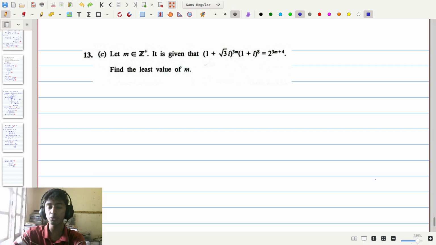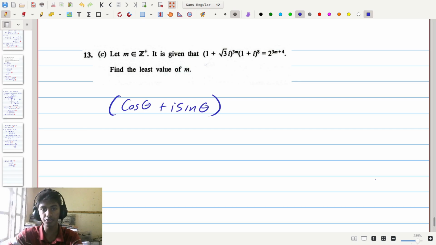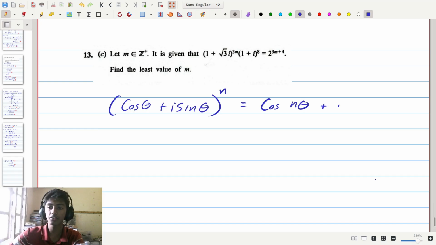So what we need to use here, De Moivre's theorem, states that if you have a complex number of the form cos theta plus i sin theta, where theta is some element of the real numbers, and you raise it to some power n, the complex number value that this is going to be equal to is the cosine of n times theta plus i times the sine of n times theta.